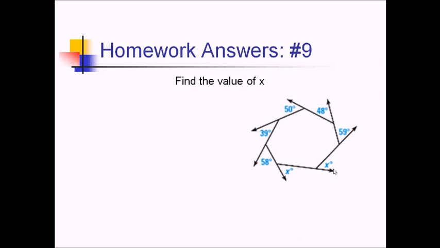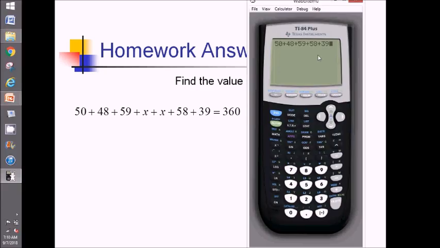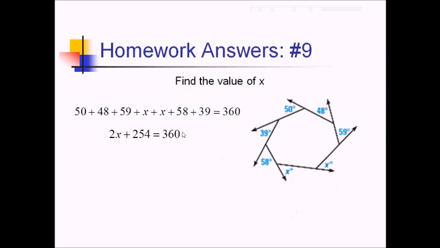We know that the exterior angles of any polygon add up to 360, so we just have to add all of these angles together and set it equal to 360, like so. All right, combining like terms on the left side, we have a 2x, and whatever all these add up to, I'll do that on the calculator. So all that gives us a grand total of 254 on the left side.